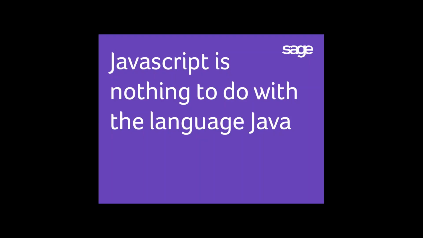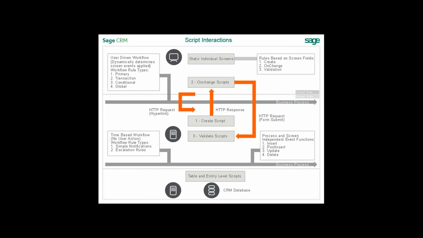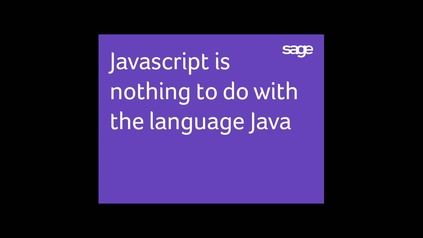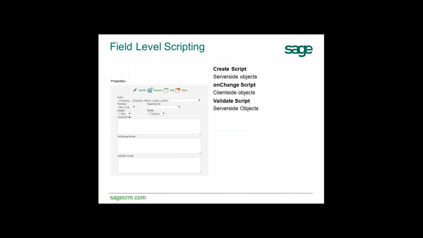Remember what I was saying with this chart, where we've got the breakup of where the code is either executed within the browser or executed inside the server. The validate and the create scripts are fired inside the server. It's only the onChange script that is fired inside the browser.